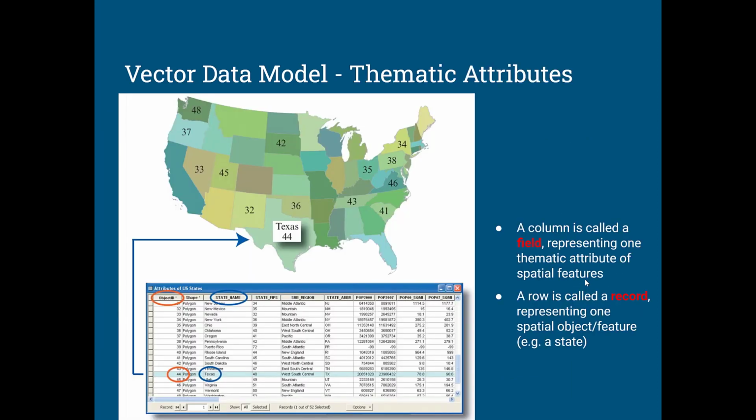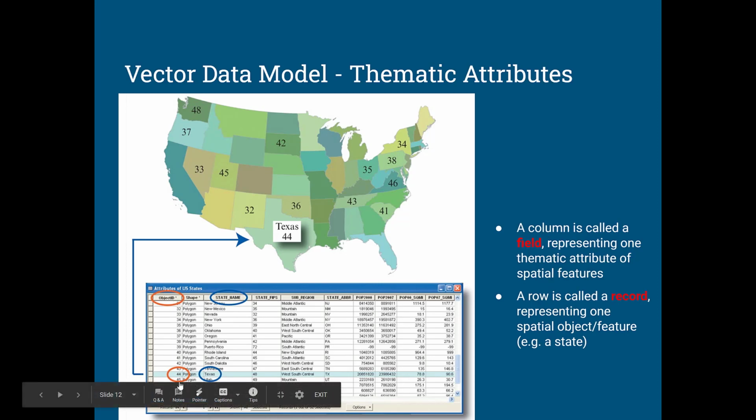Then how are thematic attributes recorded in the vector data model? Again, very simple: in tables, as you have learned from your lab practice. If you right-click on a certain layer, for example, the contiguous United States, go to properties. Oh, I'm sorry, open attribute table. You will see a table.